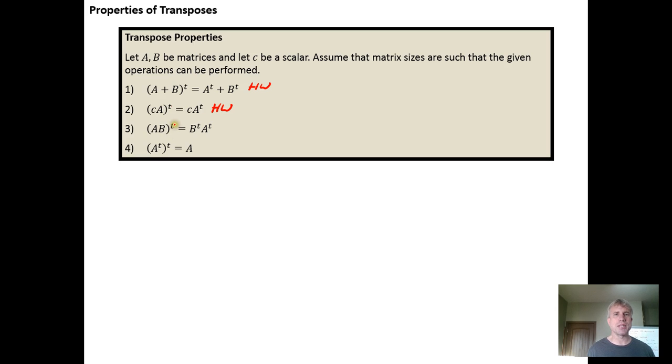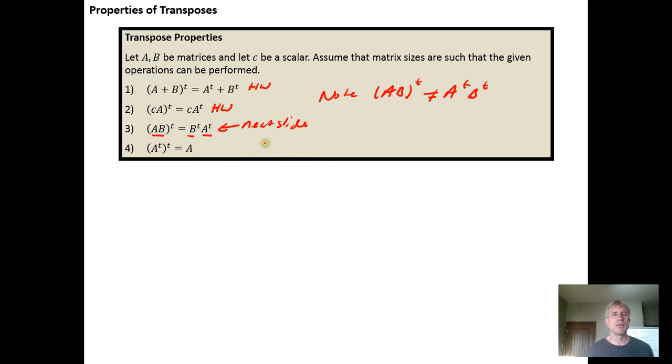This property says that if we want to take the transpose of the product AB, we can instead take B transpose times A transpose. So note here that (AB) transpose isn't equal to A transpose B transpose. It has to be B transpose first times A transpose. And we'll prove this property on the next slide.